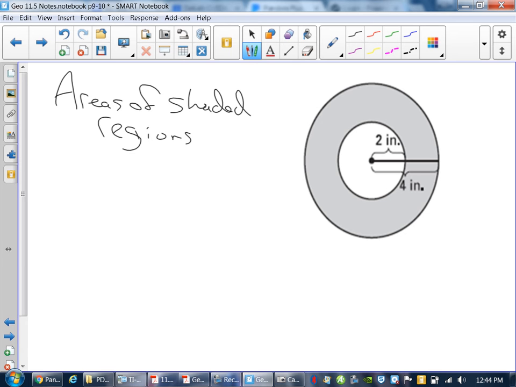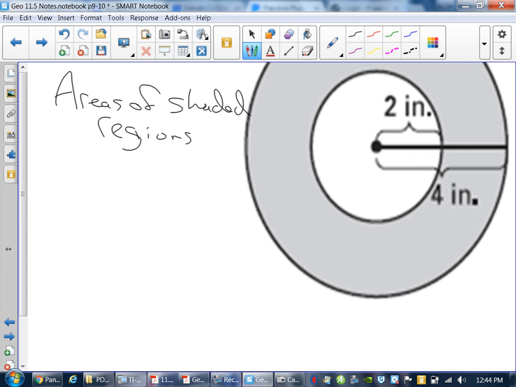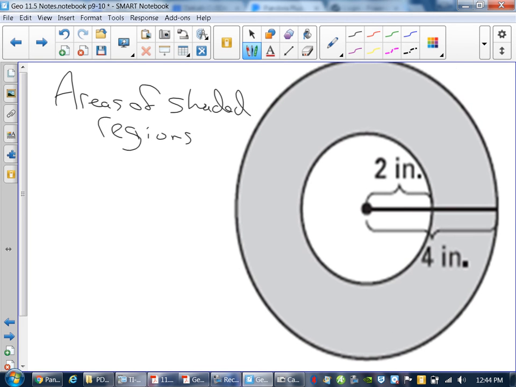So when you're doing stuff like this, it's basically identifying the two or more shapes that you have to worry about. In this case, it's pretty easy. It's two circles. You have a large circle and a smaller circle cut out of it. It's the donut problem. So what you have then is the area of the large circle, subtract the area of the small circle.